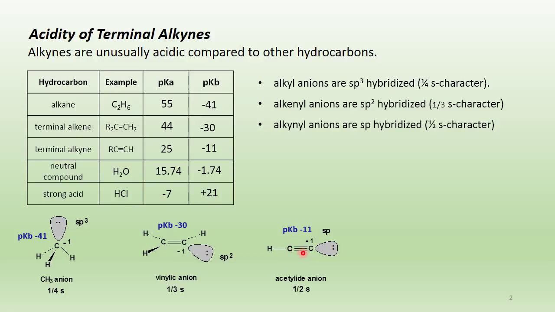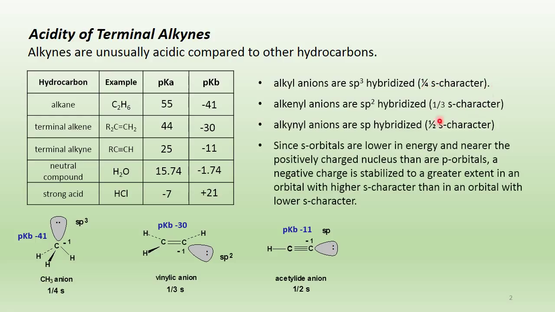So we could say that the sp hybridized orbital in which the pair of electrons sits in an alkyne anion is 1/2 s character, that is made from one s and one p orbital. And that's more stable, less reactive, less basic than that of an alkenyl anion, which is in an sp2 hybridized orbital. That would be 1/3 S character, 2/3 P character. And that is indeed less basic, less reactive than an alkyl anion, in which its non-bonded pairs of electrons reside in an sp3 hybridized orbital, which is only 1/4 S character and 3/4 P character.